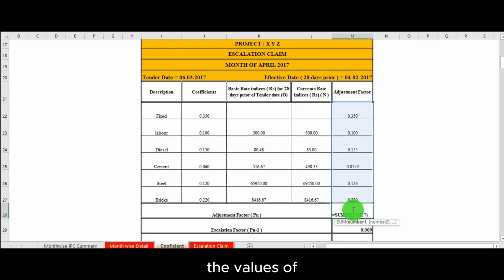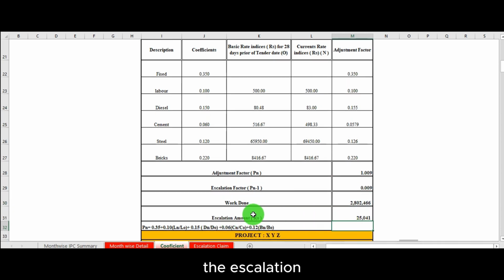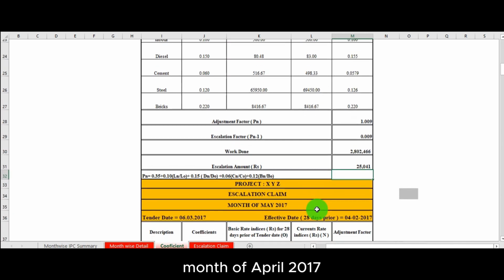Now when we add up the values of the adjustment factor for all these elements, we will get a total of 1.009. So the adjustment factor is 1.009 and by subtracting it from 1, we will get the escalation factor as 0.009. From the previous sheet, we will pick up the value of amount of work done for the month of April 2017, which is rupees 2.80 million. Now by multiplying the amount of work done by the escalation factor, we will get the escalation amount, which is rupees 25041. So rupees 25041 is the escalation amount for the month of April 2017.